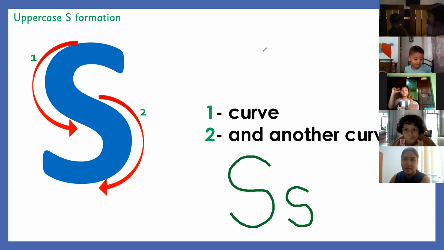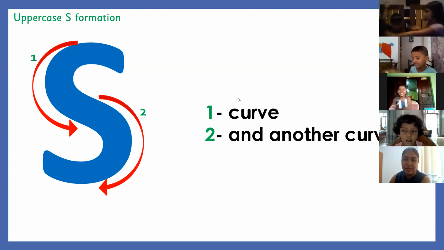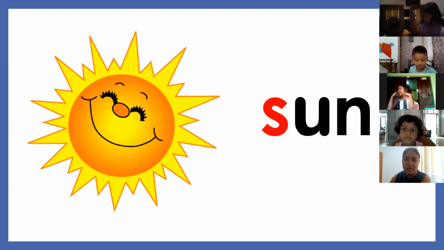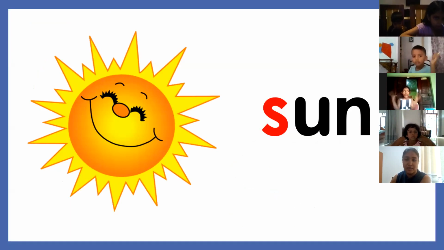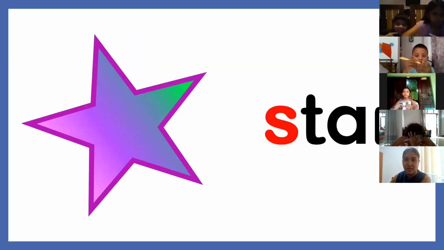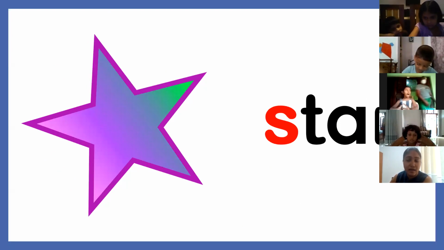Okay, very good. Now, Putala, let's see the pictures beginning with the sound. Now, the first one. Who is this? Sun. Very good. Well done. Next one. What is this? Star. Okay, star. Everyone repeat after me.